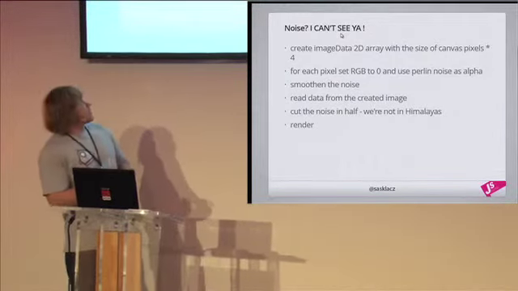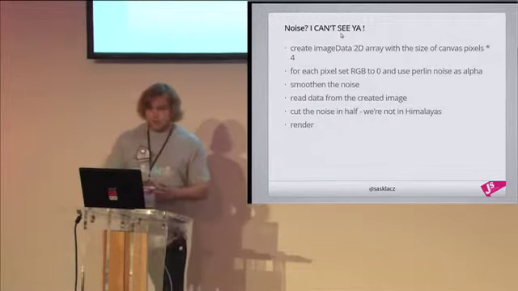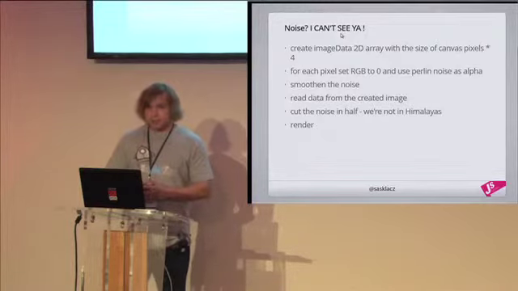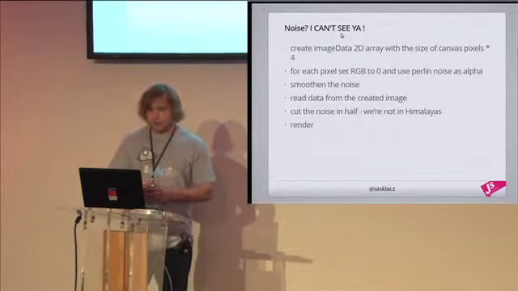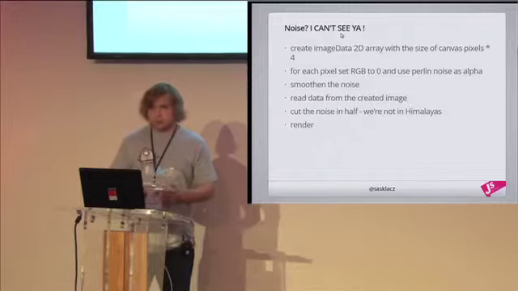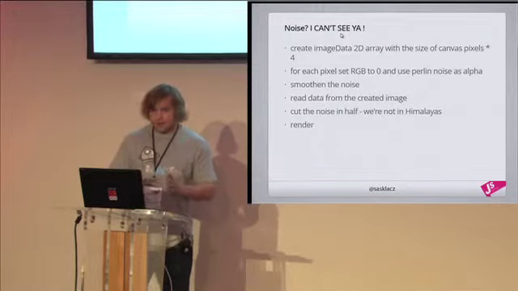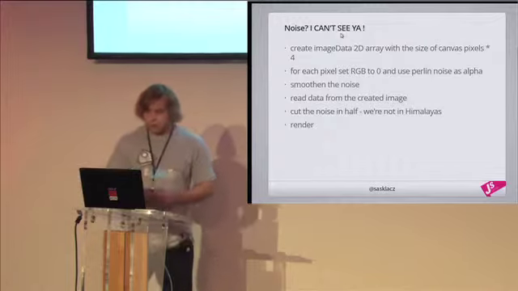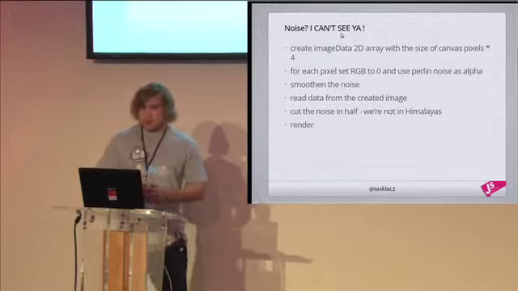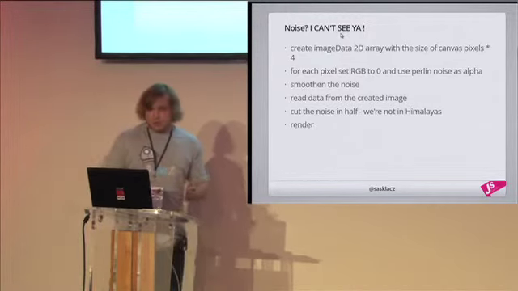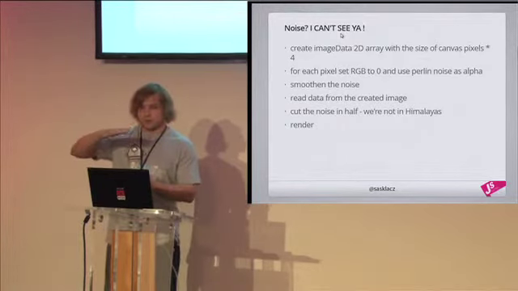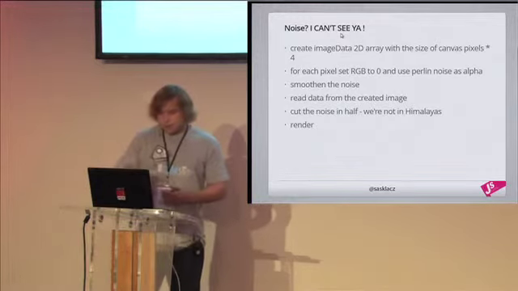We just create an image data array, the size of canvas pixels multiplied by 4, of course, because RGBA. For each pixel, we just set the RGB data to 0, and use Perlin noise only to generate alpha, because it gives us a uniform distribution and really works properly. Then we smooth it a bit, read the data from the created image, cut the noise in half, because obviously we're not in the Himalayas, we don't want the noise to be the size of the whole generated world, and then just render it.